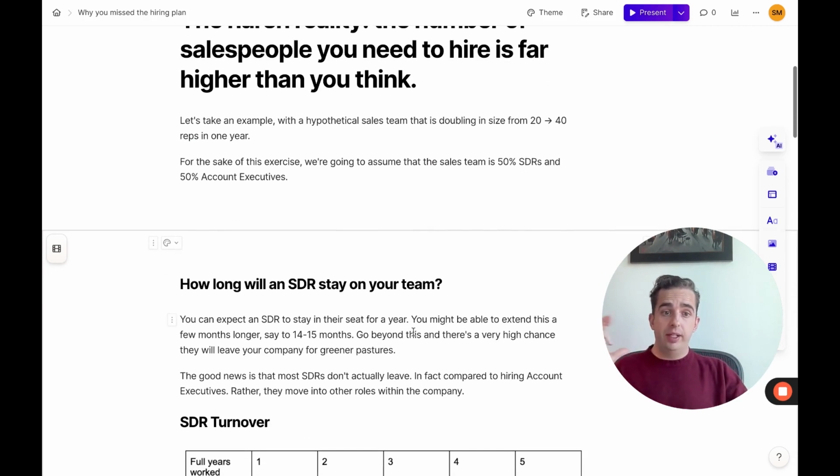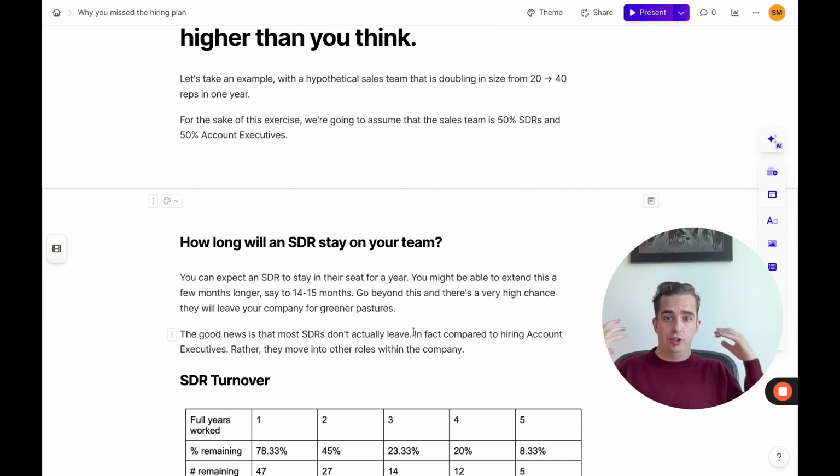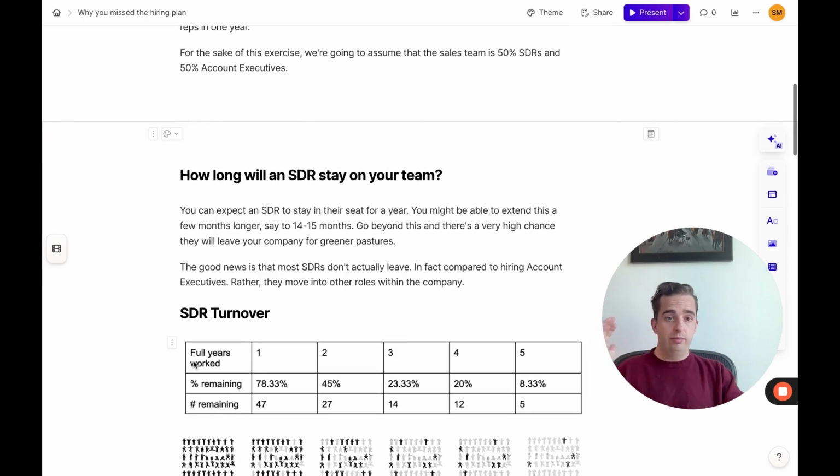The first thing that we need to think about in terms of asking the question of how many people do we need to hire, we need to work out an answer to the question of how long does someone stay once they've joined your team. The answer is for an SDR, the attrition rate on an SDR team is greater than 100% per year. And the reason for this is you can expect an SDR to stay as an SDR at a startup for about a year. Now, you can extend this a little bit, maybe to 14 months, maybe to 15 months.